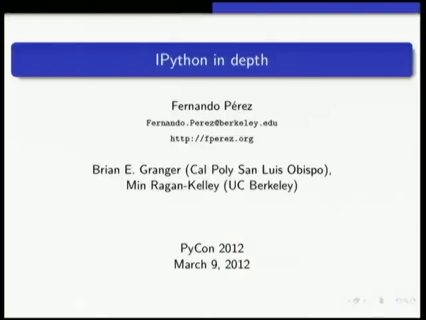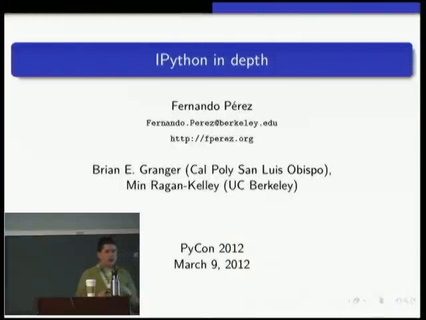So we want to start by giving you a quick overview of what the IPython project is. Can everyone hear me correctly, and is the sound okay for the recording? Okay, perfect. So, my name is Fernando. I work at UC Berkeley, and my co-conspirators in the IPython project, Brian E. Granger, who works at Cal Poly San Luis Obispo, and Min Ragan-Kelley, who is a grad student also at UC Berkeley, would like to tell you how to use IPython to be as productive as possible when you work in the Python language.